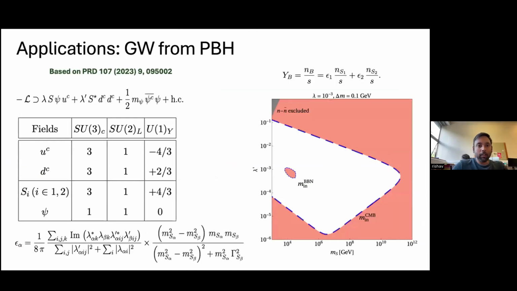Now, again, one can think of some of its applications. So we did this work where we wanted to do baryogenesis, and we wanted to see if we can use gravitational wave generated from PBH. The question that we had in our mind was, can the gravitational wave generated from PBH test the baryogenesis, or can it be a probe to baryogenesis?